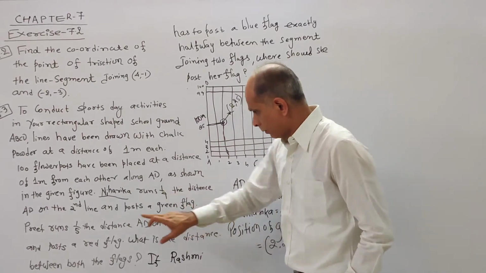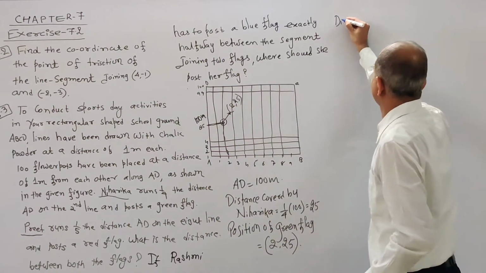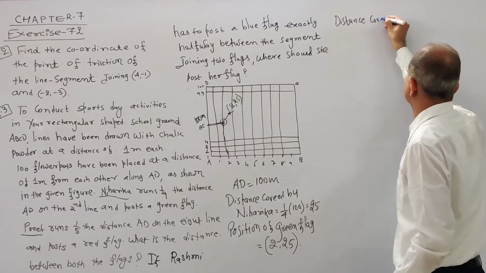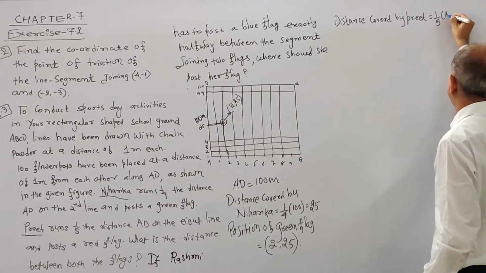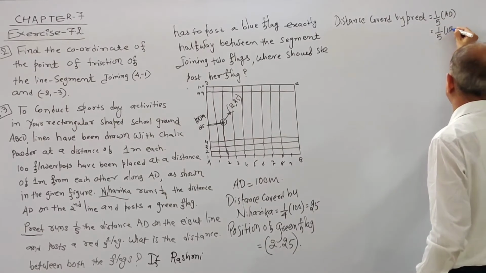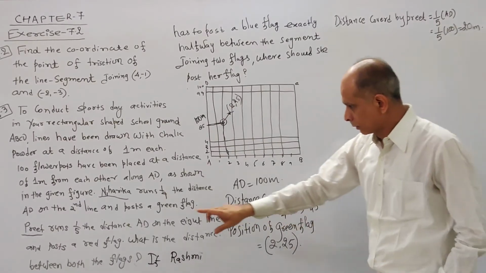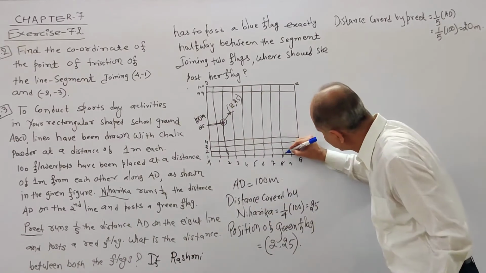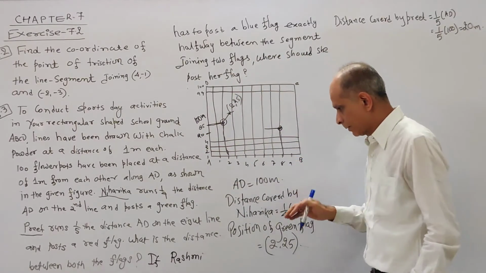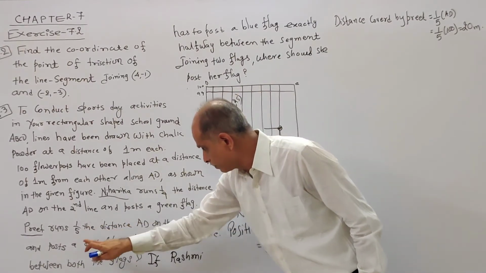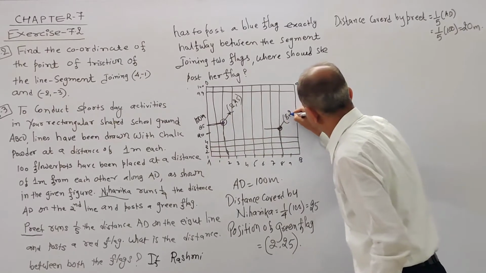Well, now Preet, another student, runs 1/5 of the distance AD. So the distance covered by Preet is equal to 1/5 of AD, which means 1/5 of 100 is equal to 20 meters. One fifth of the distance AD on the 8th line. So this is the 8th line and 20 distance. And posts the red flag. So this is the position of the red flag, that is row number 8.